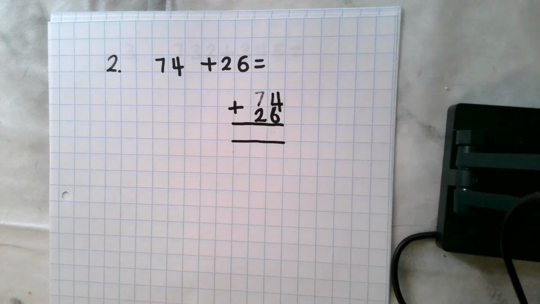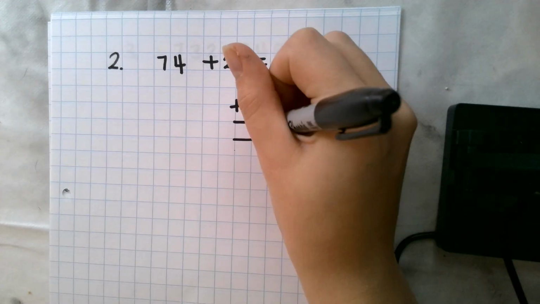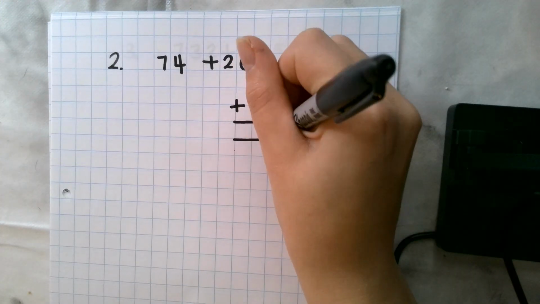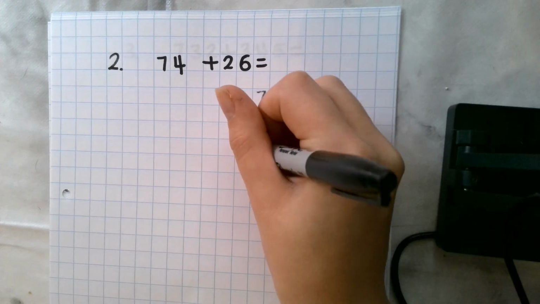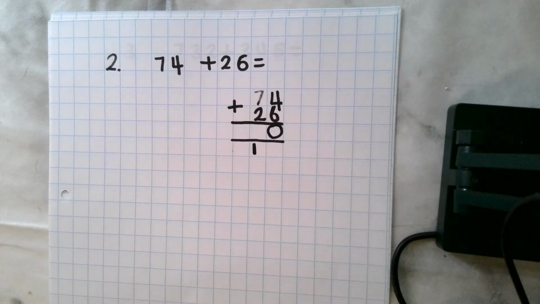So I'm working from right to left. So I know that 4 plus 6 gives me 10. And obviously there's only room for one digit in our difference bar. So what I'm going to do is I'm going to separate it into tens and units. So my units for the number 10 is 0. And my 10 is going to go underneath my difference bar in my tens column.